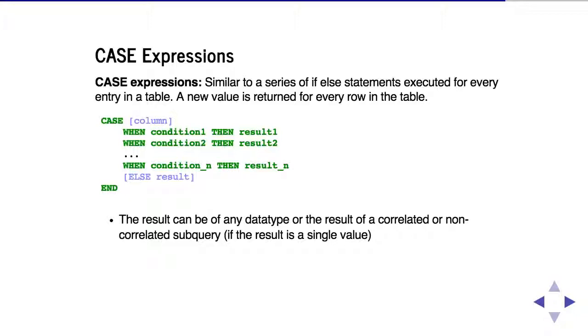The result can be of any data type, as long as they're the same. A column should only return a data type that's the same throughout. So we could return any data type as long as it's the same for that column.